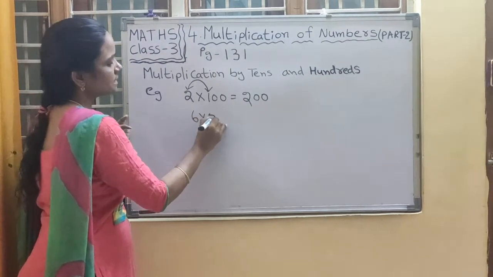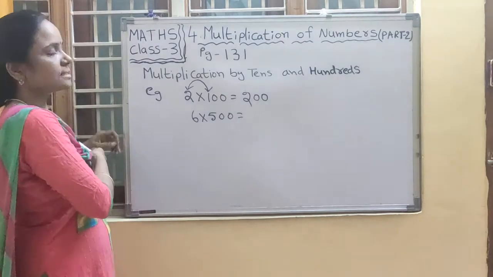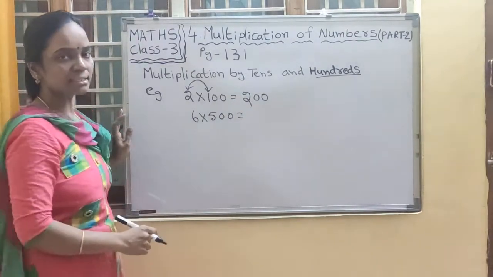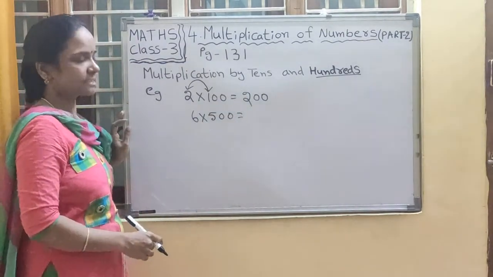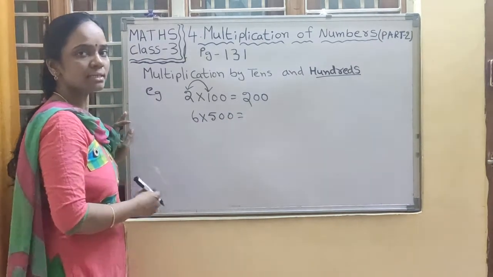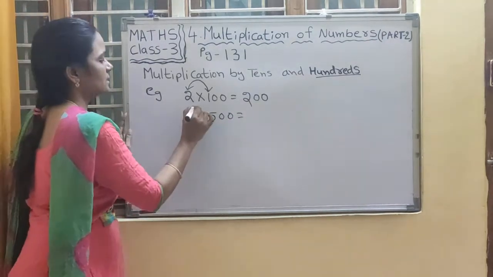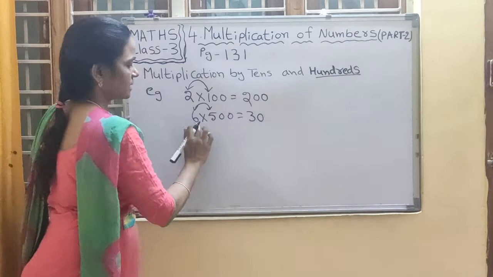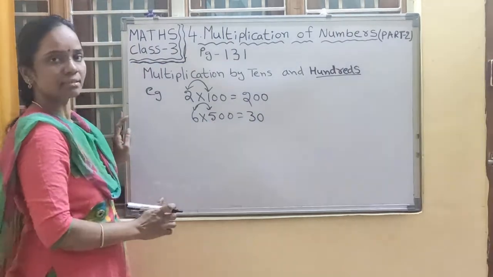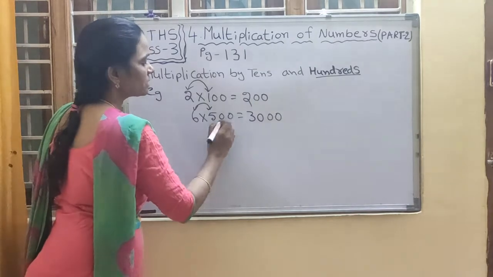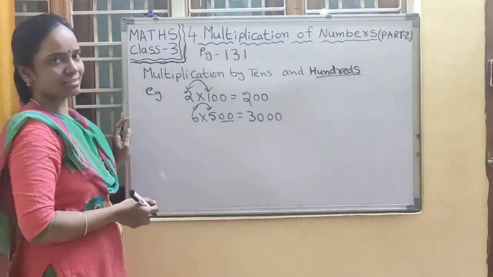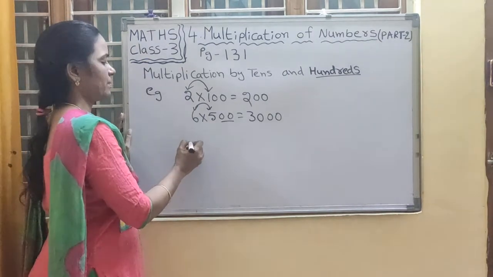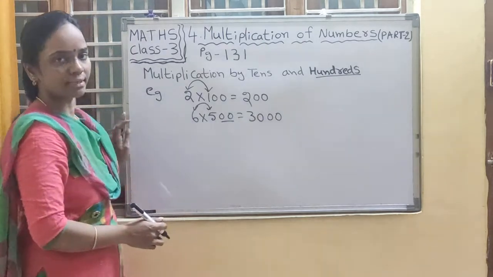Next, 6 into 500. What is the answer? This is multiplication by hundreds. Okay, we already finished for tens. Now we are taking hundreds. 6 into 500. What is the answer, children? First, what do we have to do? Yes. 6 into 5. 6 into 5, how much? 6 5s are 30. How many zeros do I have to write? 2 zeros. We have 2 zeros here. So 2 zeros. 3000 is the answer. Got it? Yes. Note it down. 6 into 500 is 3000.